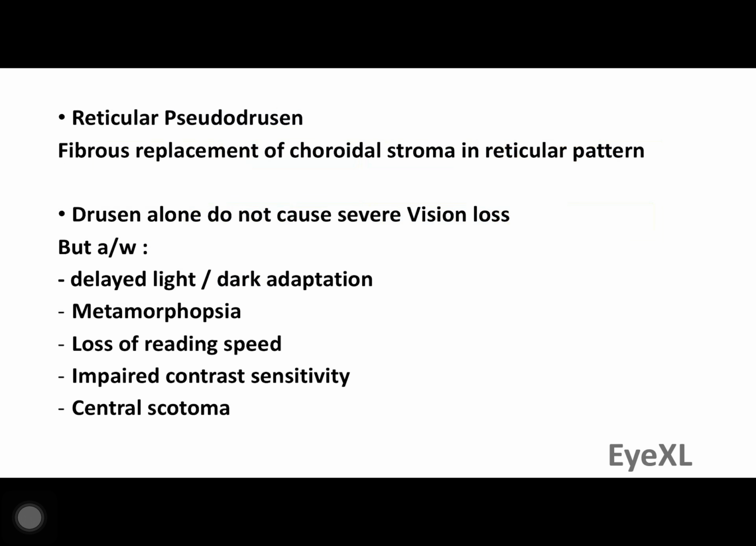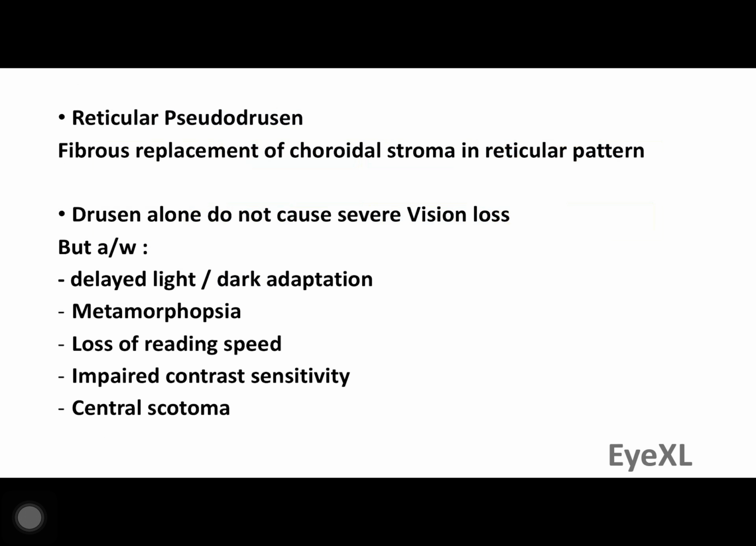Now there is a phenomenon called reticular pseudodrusen. This appears like a drusen but is not exactly a drusen. This is basically a fibrous replacement of the choroid in a reticular appearance, in a sort of web-like appearance. It is very often confused with a drusen, but you need to understand the basic levels, the layers at which the pathology is happening. A drusen occurs between the RPE and the Bruch's membrane, whereas a pseudodrusen occurs inside the choroidal stroma.